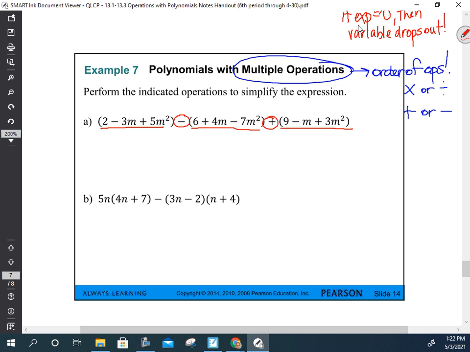When you are subtracting polynomials, you keep the first polynomial. You take the minus sign and you distribute it. That's minus 6, minus 4m, and plus 7m squared. The second part you can just bring down, because we're not going to touch it yet.